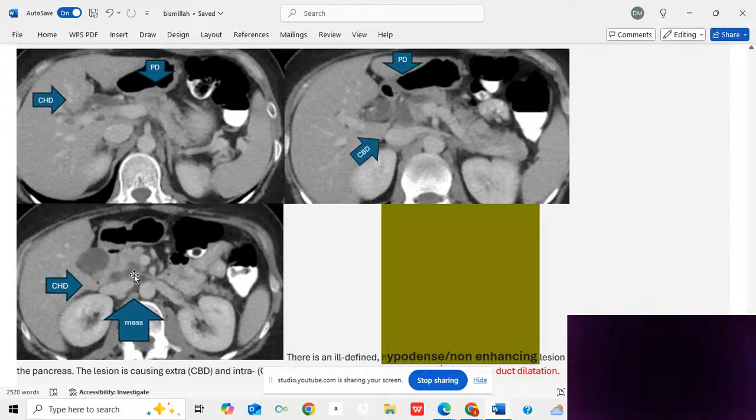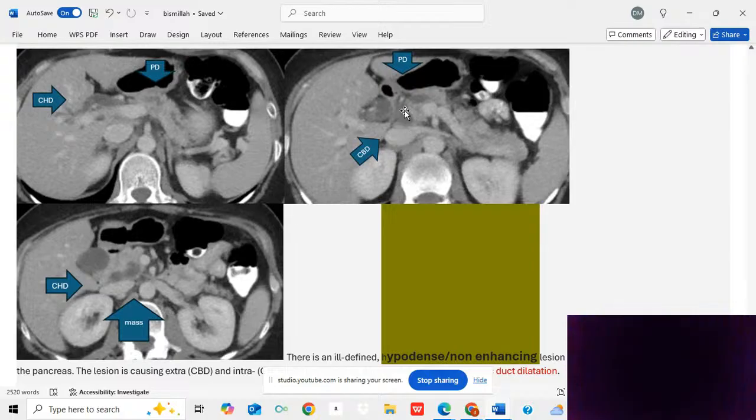A combined dilatation of the pancreatic as well as biliary ductal systems. So dilatation of two ductal systems at the same time, the pancreatic and the intrahepatic and extrahepatic biliary ductal systems, is a very strong sign of pancreatic head cancer.